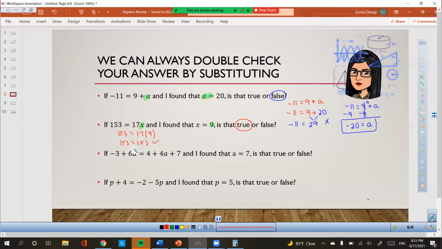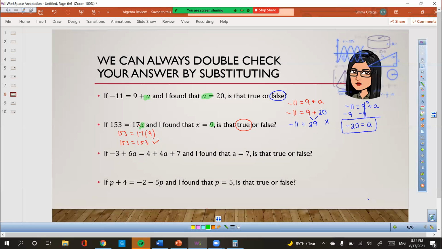Okay, this is called substitution. So we can always be double checking our answers in this method. That is going to be very, very helpful with some of the pre-calculus material we're going to be going over. Okay, let's try the next one. If negative 3 plus 6a equals 4 plus 4a plus 7, and I found that a equals 7, is that true or false?